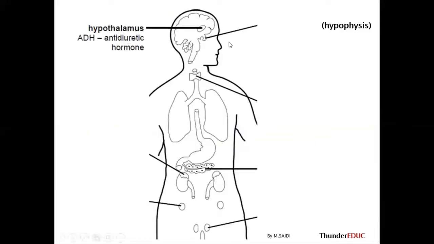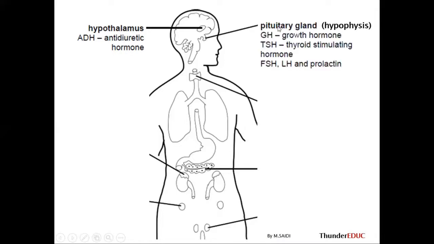Let's start now. The first gland is called hypothalamus. Hypo means low. Thalamus is just thalamus. So it means that it's below the thalamus. The hypothalamus produces a hormone called antidiuretic hormone. Number two, we have what we call the pituitary gland. Sometimes it's called hypophysis. It produces growth hormone, thyroid stimulating hormone, luteinizing hormone, and follicle stimulating hormone, plus prolactin.